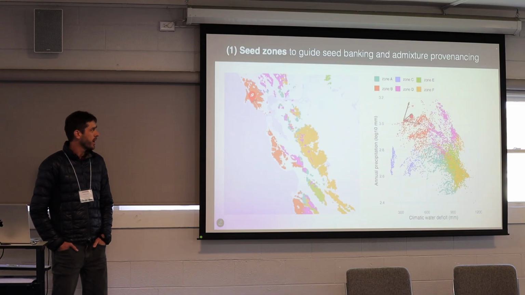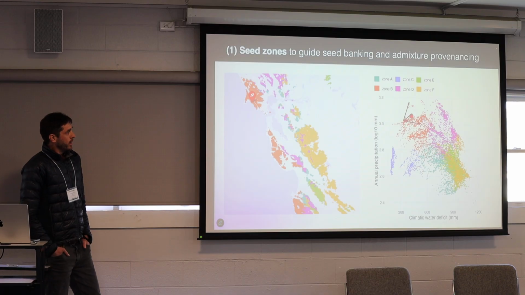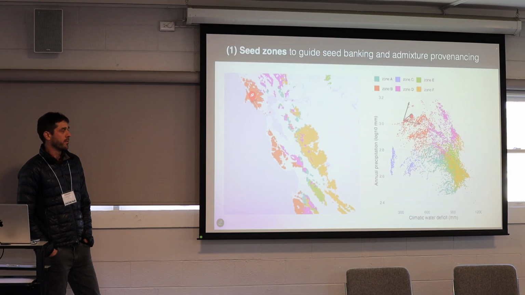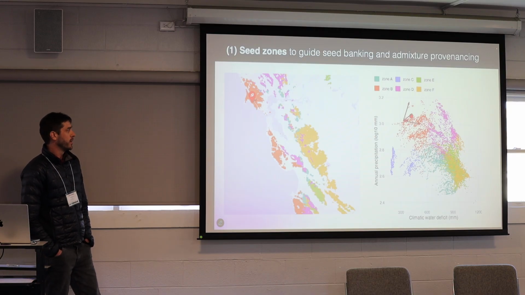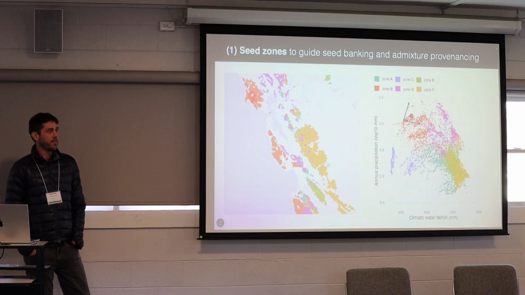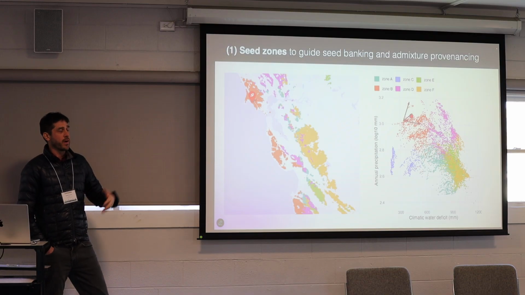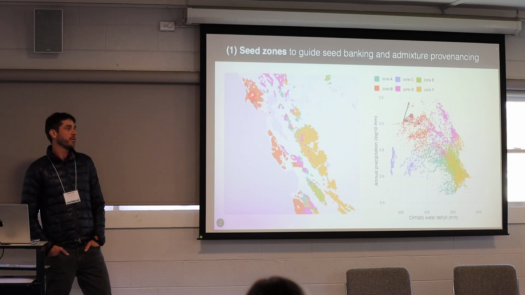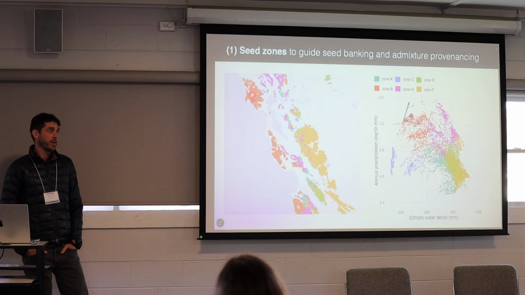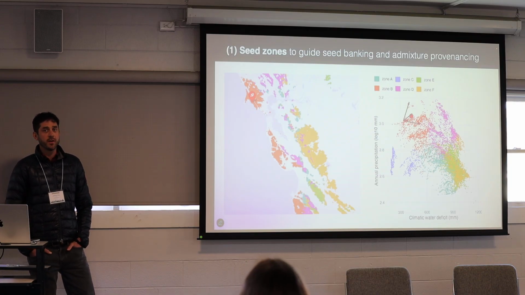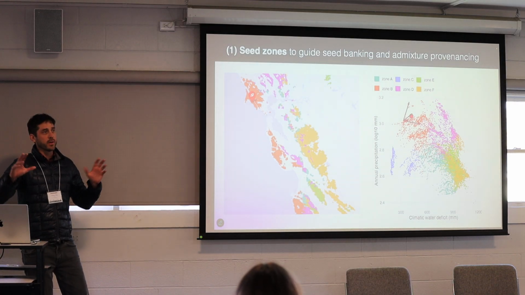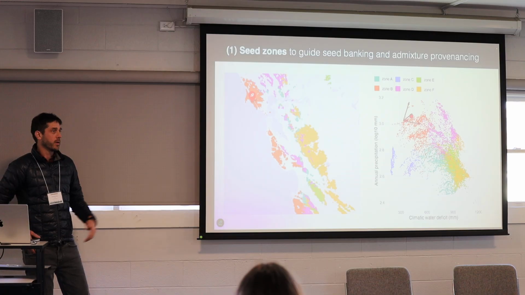Here again looking at coast live oak in the Bay Area. You can look at maps of the seed zones as well as visualize them in environmental space. And these can be useful for identifying regions within which it's perhaps safe, relatively speaking, to move genetic material without disrupting local adaptation patterns. Seed zones are also useful for things like seed banking efforts or admixture provenancing efforts that actually aim to collect diverse seed from different types of zones across the species range.